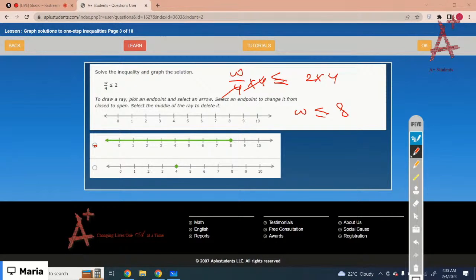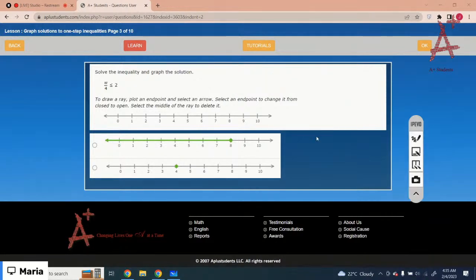So the correct option is option number 1. Got it? Select the correct option, then click on the OK button. Very good. Okay.